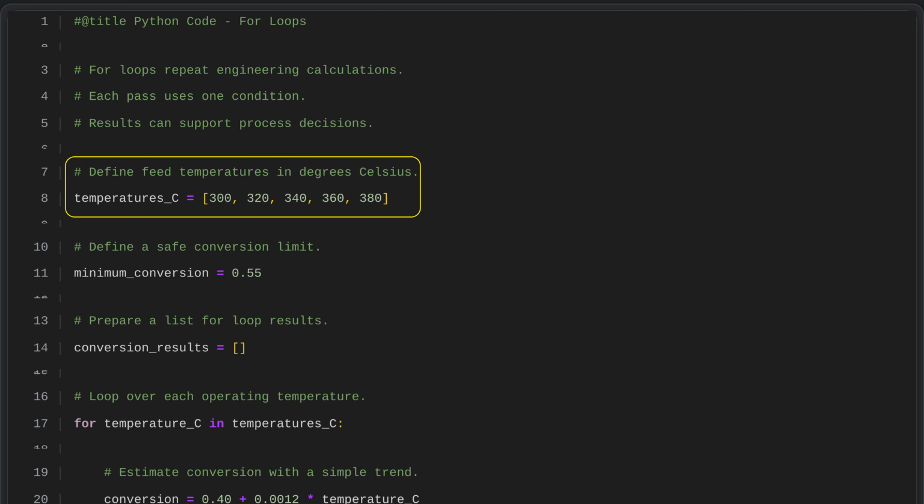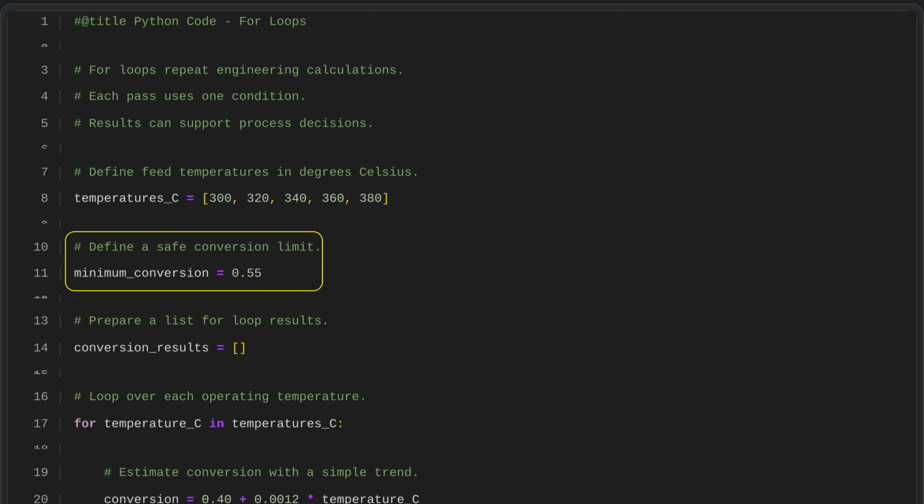A set of feed temperatures ranging from 300 to 380 degrees Celsius is defined for later calculations. These values will be used to compare conversion rates under different operating conditions. Set the minimum acceptable conversion rate to 0.55. This threshold is used to check whether calculated conversion values meet the process requirements.